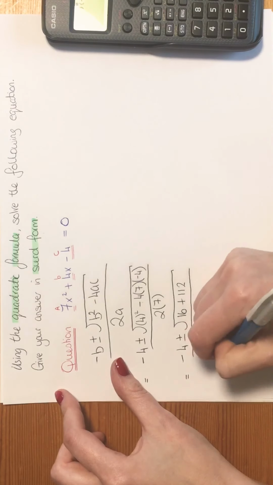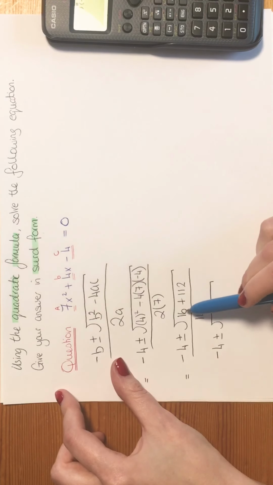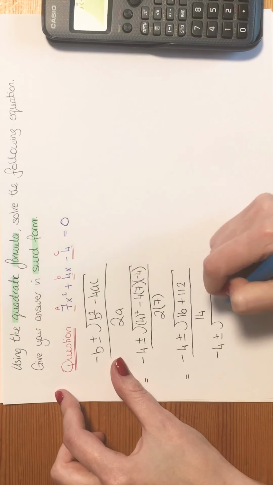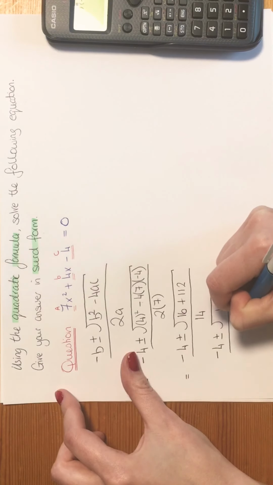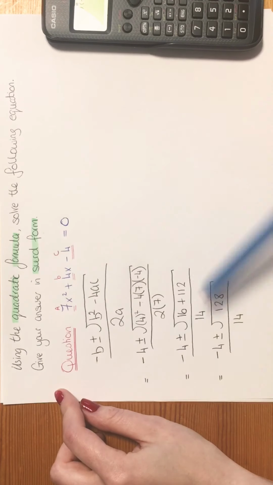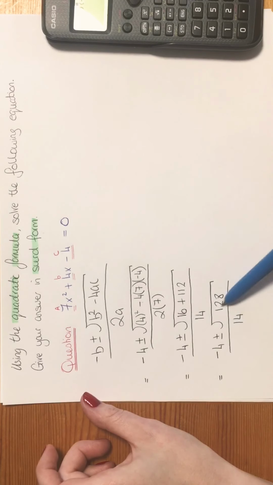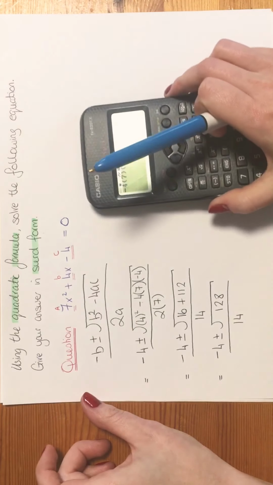So now tidy up what we can. So we've got minus 4 plus or minus the square root. So we've got 16 plus 112, which gives us 128 all over 14. Now, technically, we're finished. Our answer, this is surd form. Okay, our square root is still in our answer. However, just like fractions, you always want to make sure you have the simplest, smallest form of your answer. So now we're in surd form, but we want to simplify.